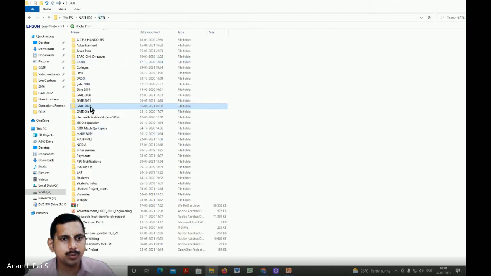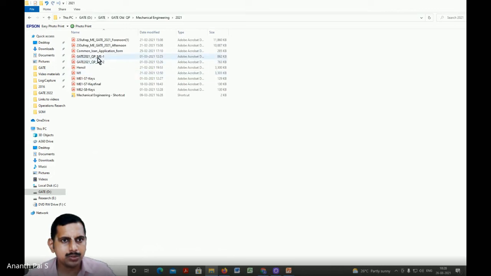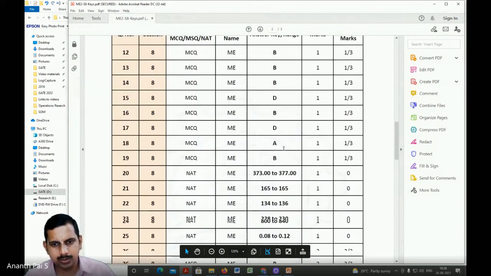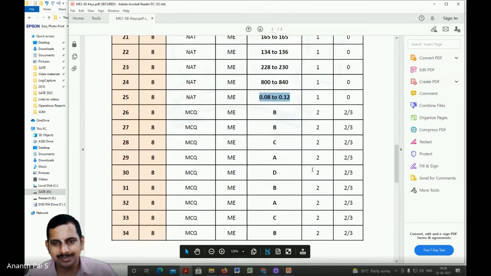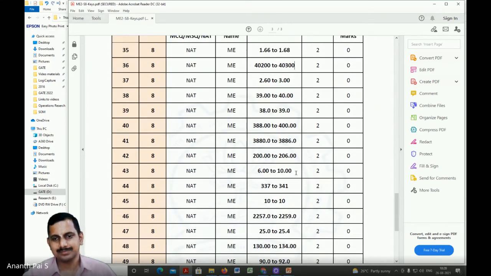If you go to old question papers, you say Mechanical Engineering 2021. Then the answer keys, I'll say M1. Now these are the answer keys. Observe here. Question 8, 373 to 377, any answer is right. 134 to 136. 228 to 230. 008 to 012. The range which is given. 40200 to 40300. Makes sense.